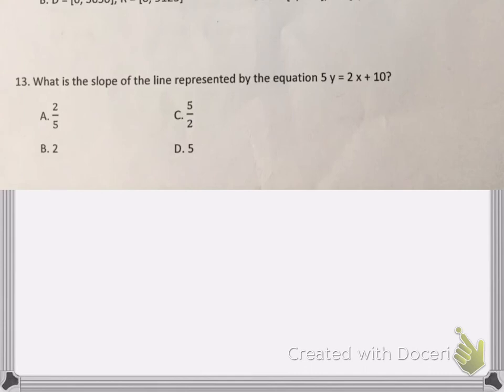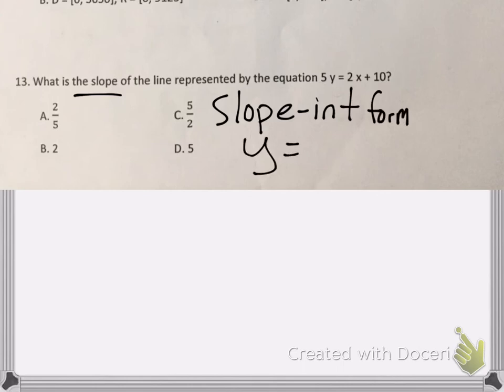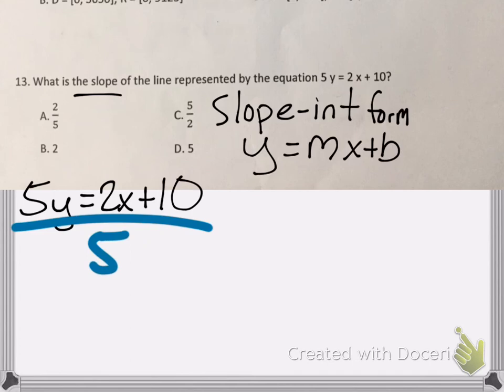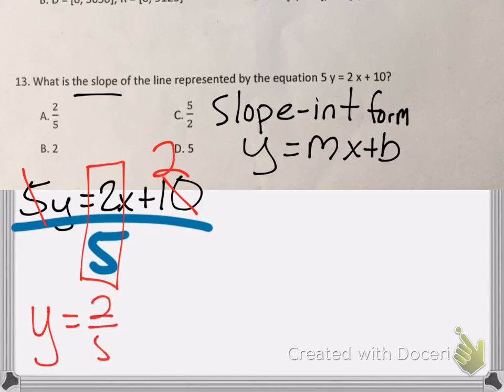All right, question 13. What is the slope of the line represented by that equation? Basically, when you're looking for the slope, you could very easily write it in slope-intercept form. And to do that, you want to put it in y equals mx plus b form. So all you really need to do is take your equation and divide both sides by 5. The 5 will cancel. The 10 will become a 2. But your fraction in the middle, 2 over 5, will represent your slope. 2/5 x plus 2. All we care about is the 2/5 because that's the slope. So it's choice A.